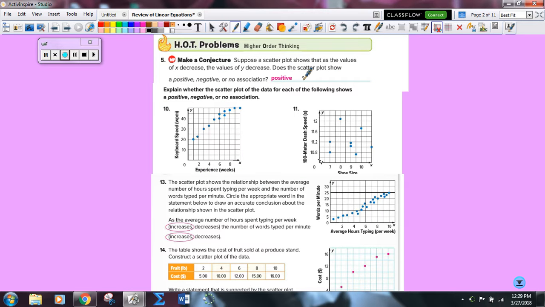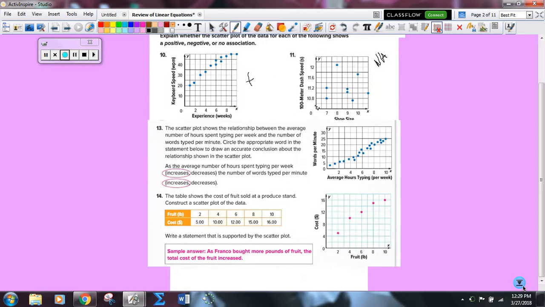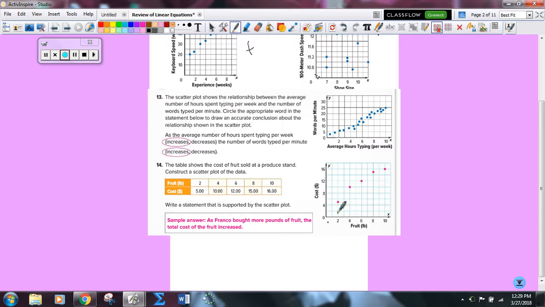Number 5 is positive. 10 would be positive. 11 would be no association. It's kind of all over the place. That's a messy one. 13, it's increasing both times. As x increases, y increases. And 14, there's our scatter plot. As Franco buys more fruit, he spends more money.